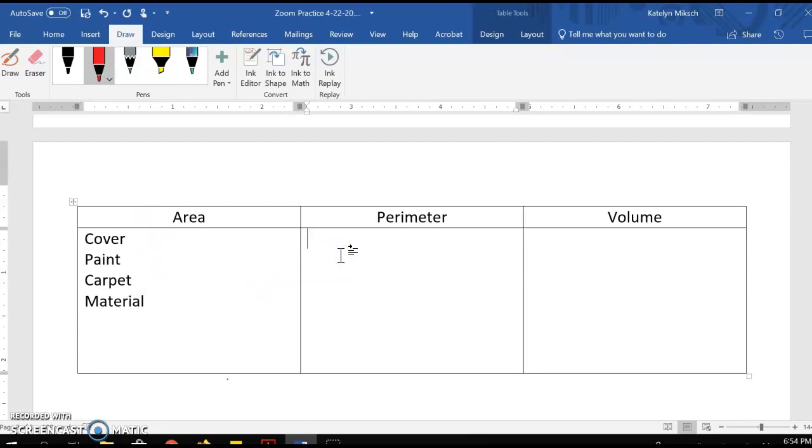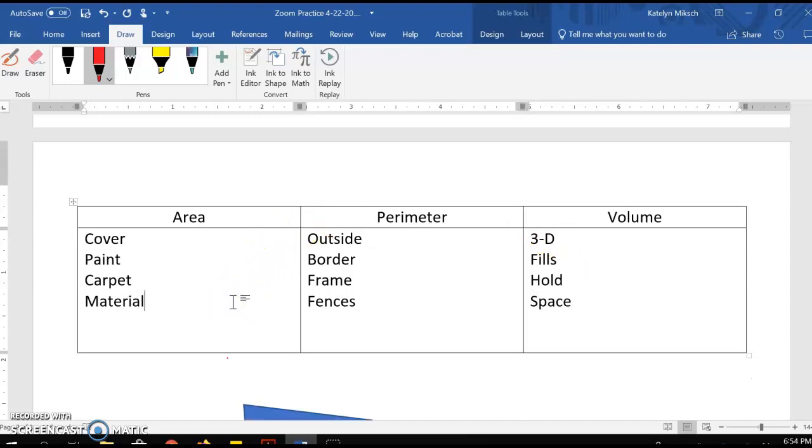Area covers the surface of an object. Perimeter is like the rim. It goes around the outside. It's like a border, a frame. Fences deal with perimeter. And then volume is three-dimensional. It fills a container. It is how much a container can hold, how much space it takes up.